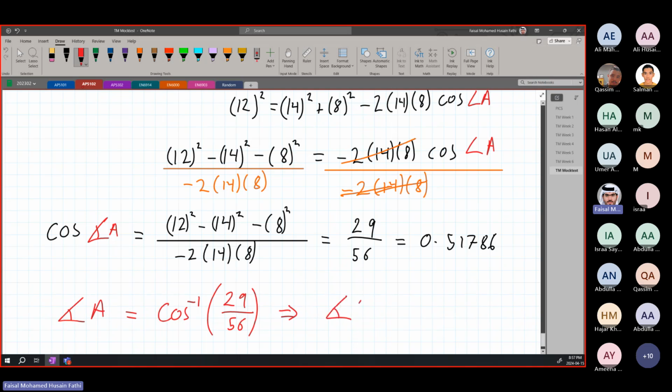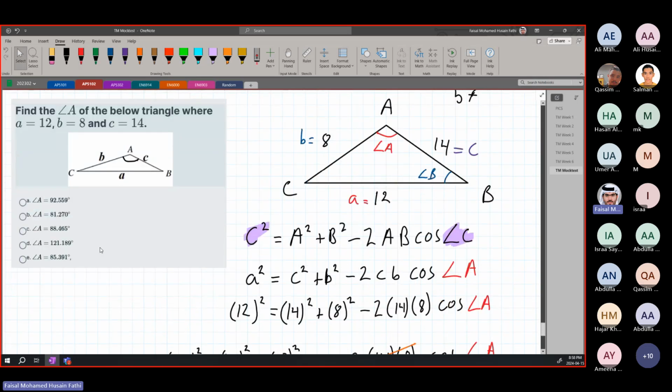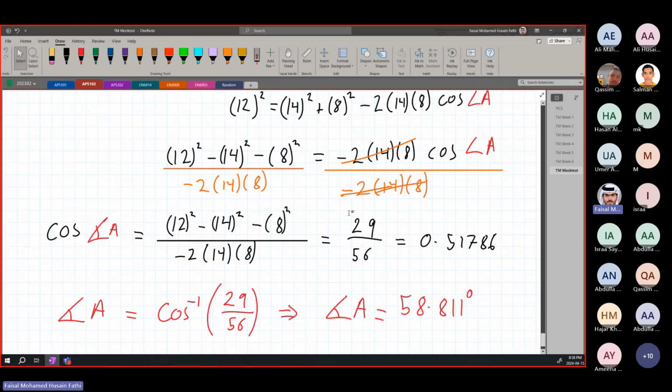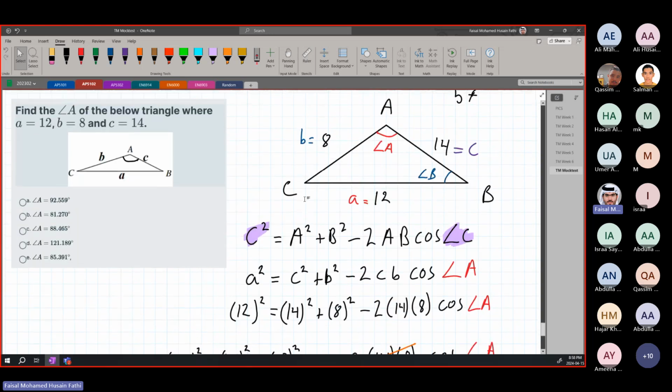Therefore, angle A is equal to cosine inverse of this answer, which is 58.811 degrees. None of the options are 58.811 degrees. Let us follow our steps again and make sure I did my calculation correctly. Cosine inverse of 29 divided by 56. Yep, it's 58 degrees.